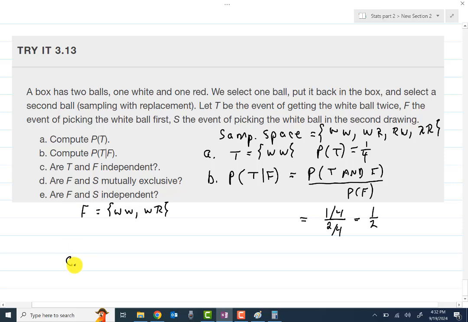Let's take a look at part C. Are T and F independent? So when I looked at the probability of T given F, I got 0.5. Now what's the probability of T? The probability of T is 0.25. So this does not equal the probability of T. So they're not independent.